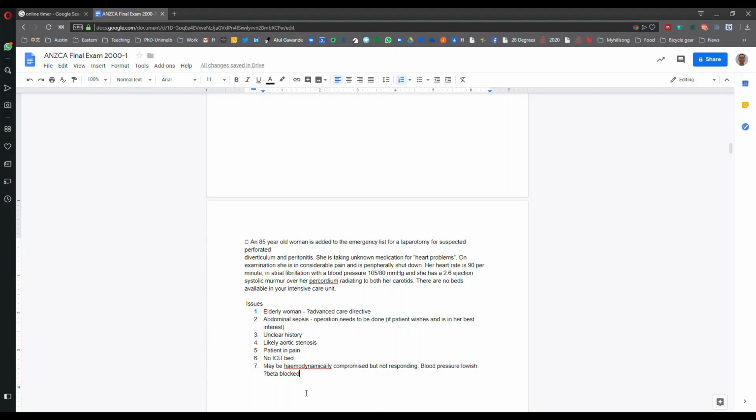Her blood pressure is lowish and she may be beta blocked, which is preventing any heart rate response. In addition, there is no ICU bed, so this is very high risk surgery.